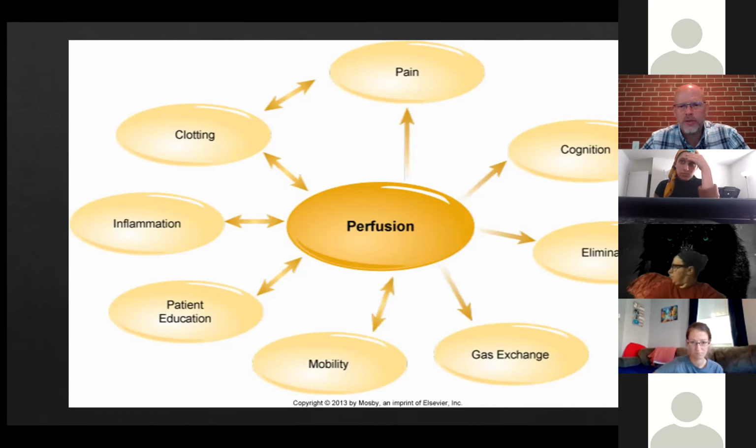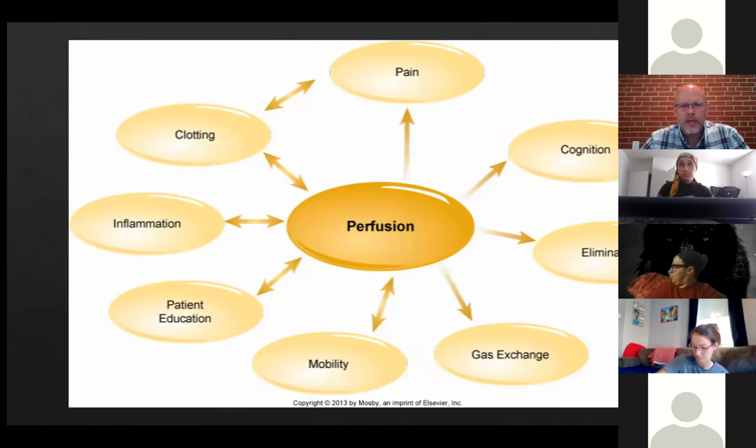Perfusion and gas exchange, we know they're directly related. I have to perfuse my lung field so that I can have gas exchange at the level of the alveoli. In order to have a good functioning GI tract, I've got to perfuse the gut. For adequate cognition, I need to have adequate blood flow to the brain.